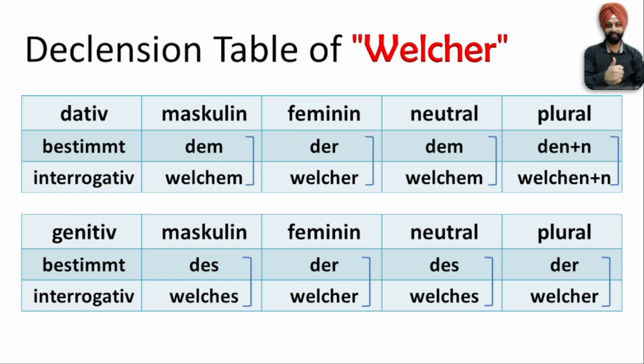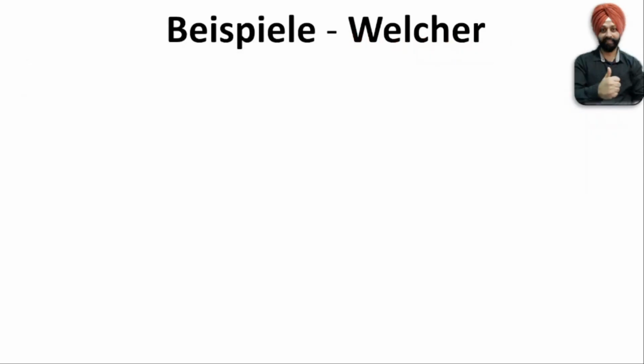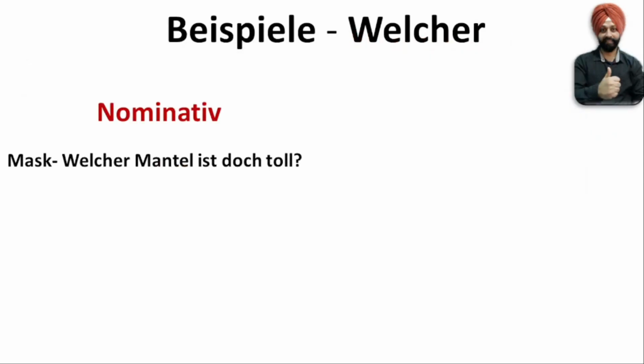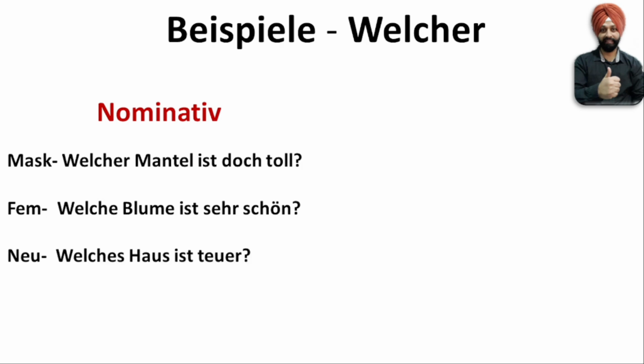I will explain with examples in all genders with all German grammar cases. Beispiele: welcher. The first one, nominative case, masculine: Welcher Mantel ist doch toll, very easy to understand. Feminine: Welche Blume ist sehr schön. Neutral: Welches Haus ist teuer. And in plural: Welche Filme sind interessant.